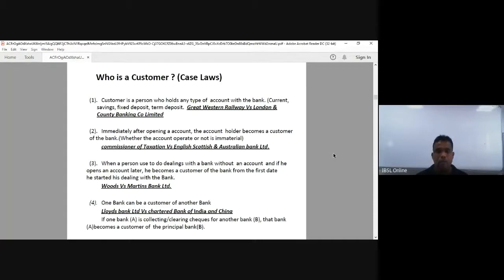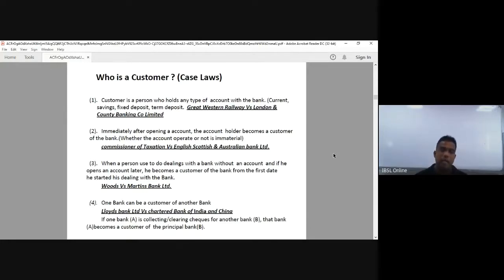So those 3 points you have to remember, very important. How do you decide whether a person is a customer of the bank, whether there is a banker-customer relationship between this person and the bank? It all depends on these 3 judgments.